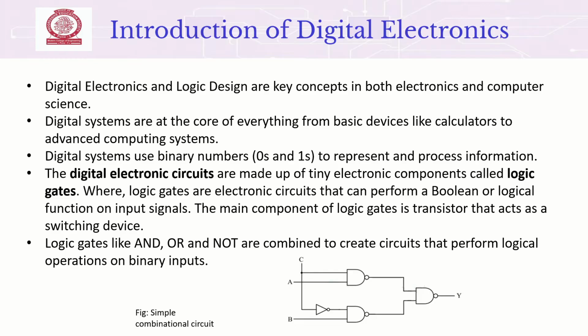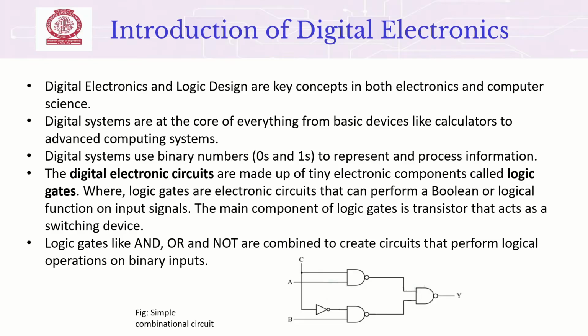The basic gates are AND, OR and NOT, and the universal gates are NAND and NOR gates. There are other different gates also. The circuit which you can see on the screen is a simple circuit which comes under combinational circuit. It consists of an AND gate and a NOT gate.